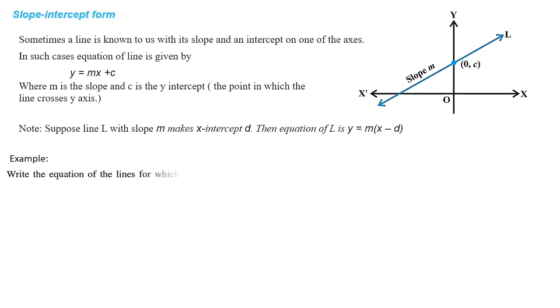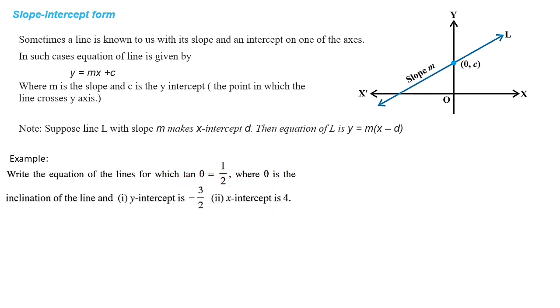Let's take an example. Write the equation of the line for which tan theta is equal to 1 by 2, where theta is the inclination of the line, and the y intercept is minus 3 by 2 and the x intercept is 4.